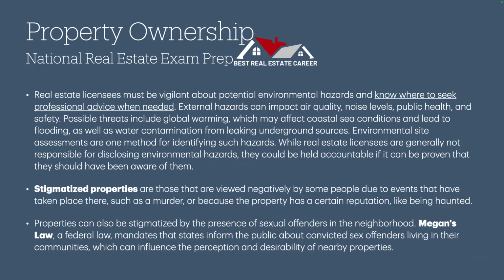As we're going through and we're talking about disclosure still with property ownership, real estate licensees must be vigilant about potential environmental hazards. All right. So again, we're not the expert and we don't know what they all are, but we know when we're supposed to seek advice. So you're going through and we see an external hazard, right? Maybe it's something around the air quality, the noise level, public health, safety, something. And I don't mean safety as in it's a bad neighborhood, right? I mean there's something wrong with the environmental hazards that are coming around.